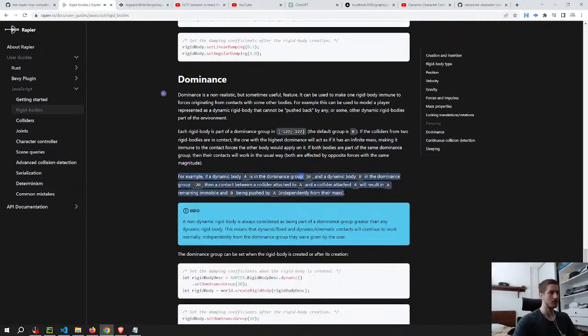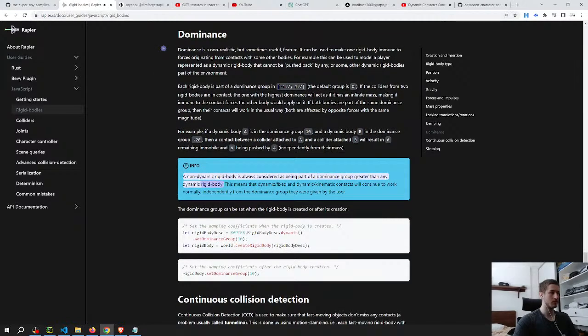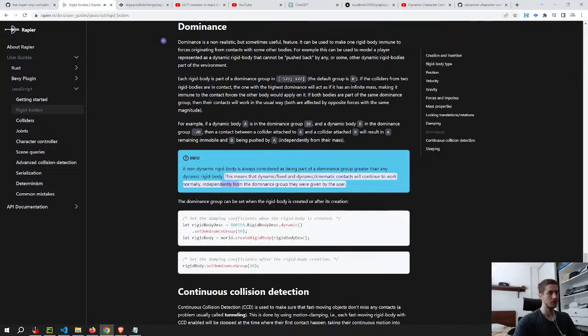For example, if a dynamic body A is in dominance group 10 and a dynamic body B in dominance group -20, their contact between a collider attached to A and a collider attached to B will result in B remaining immobile and being pushed by A, independently from the mass. Info: a non-dynamic rigid body is always considered as being part of a dominance group greater than any dynamic rigid body. This means the dynamic/fixed and dynamic/kinematic contacts will continue to work normally, independently from the dominance group they were given by the user.